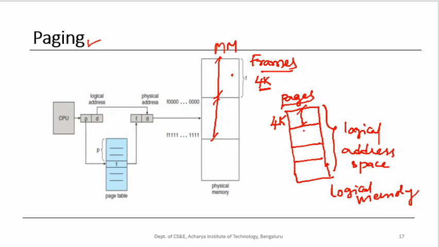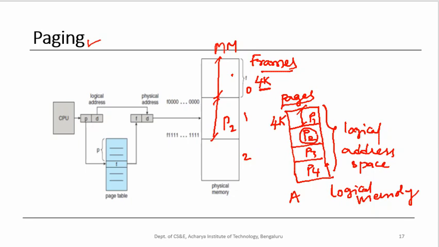And these pages are actually located in the frames. For example, let's say there are pages P1, P2, P3, P4 for a process, some process A. P2 could be located in one of the frames. If you assume that there are 3 frames here, 0, 1 and 2, this P2 could be put in any of these frames. So that is the basic concept.